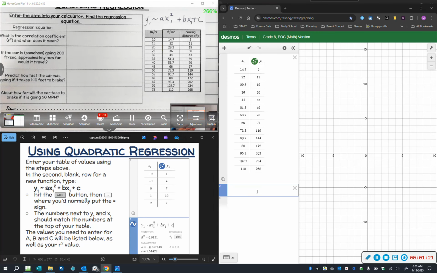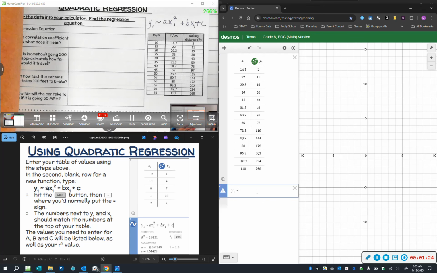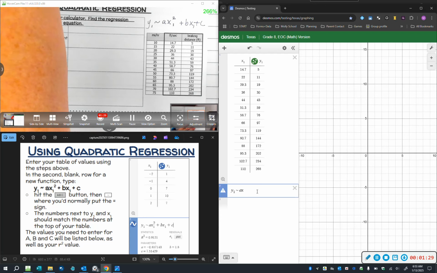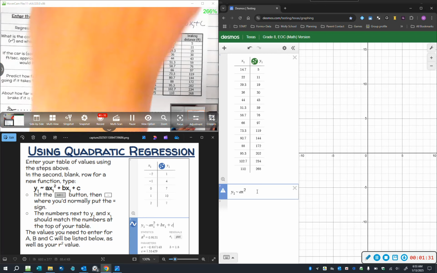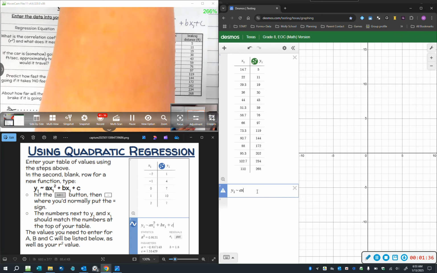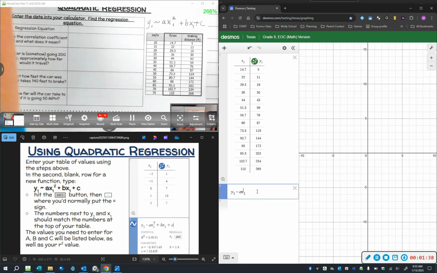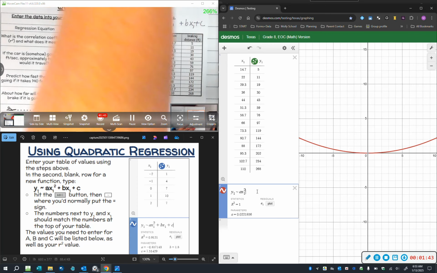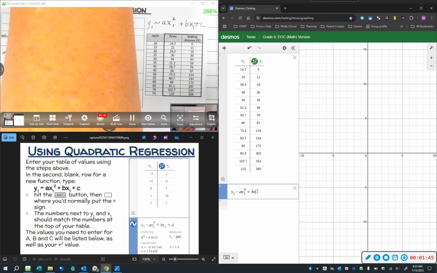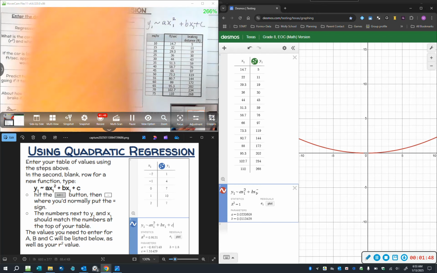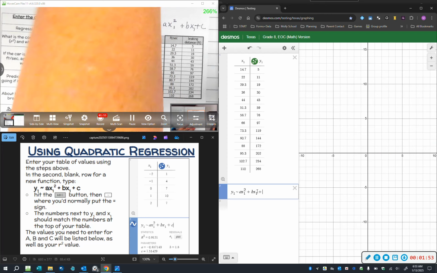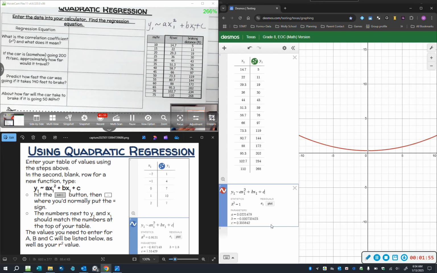So y1 thingy, and you're going to do ax squared, and then you're going to put the one. Hold on, let me see. I think it's ax to the first squared. Yeah, you do ax to the first squared. That's how you get it to actually show up. Then you arrow right, plus bx1 plus c. Whoopsie. All right, and there you actually see your function.